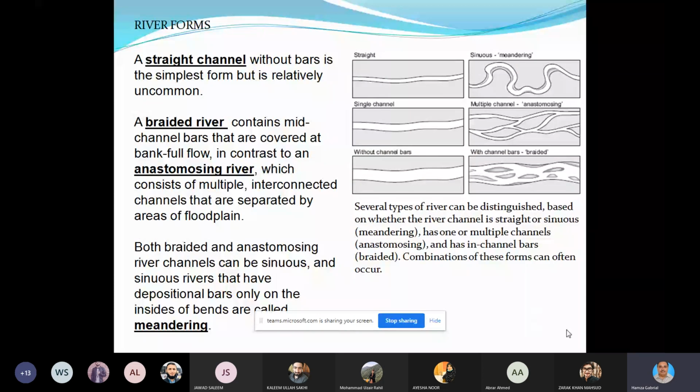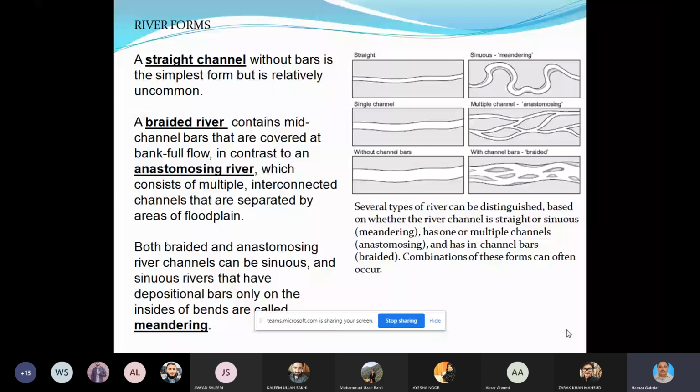So a straight channel, we see that it is without bars, and this is the simplest form, but it is very rare that the river flows in some reach in a straight path. So most of it will have a sinuous path.